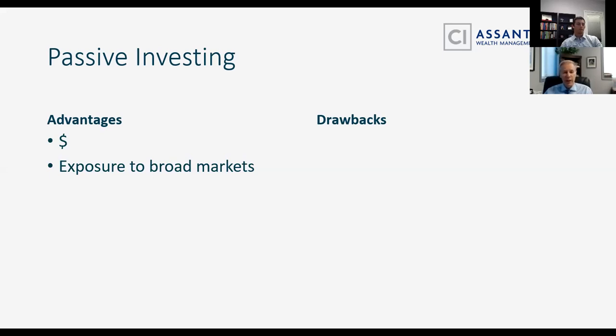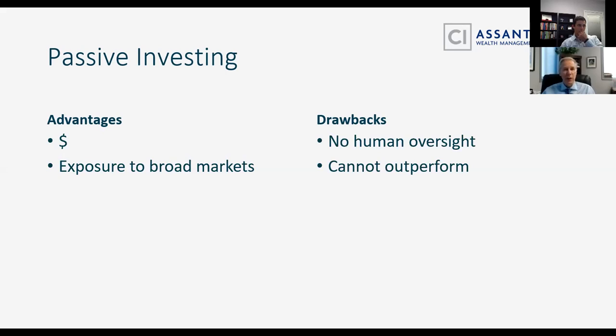It does have some drawbacks, and because there is no human oversight, you have no idea really what you're getting into unless you actually look at the entire index, and it cannot outperform. In fact, you're guaranteed to underperform a little bit, because all index funds do still have a management fee for putting it together, although it's very low compared to active managers. But definitely there are no fees involved in setting up an index, but if you're trying to match that, you do have to pay some fees.